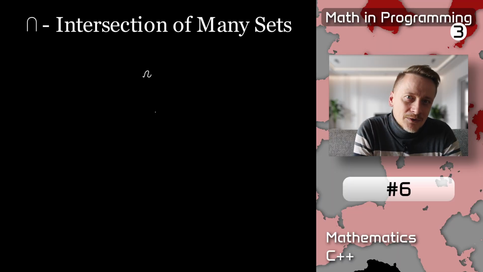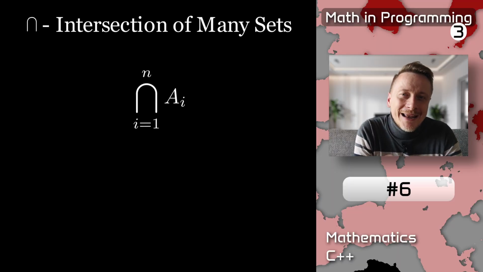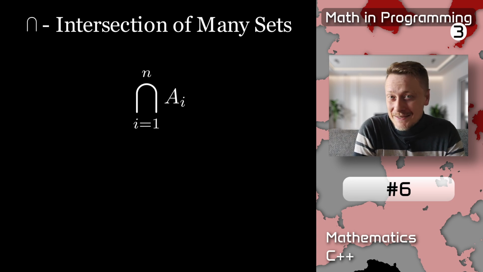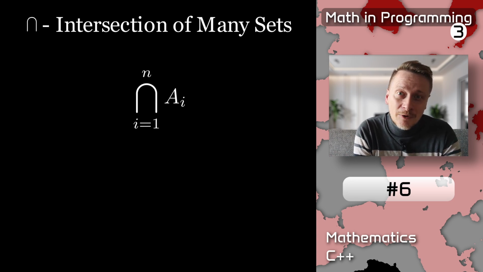We've already seen intersection for just two sets, but what about many sets at once? That's where this symbol and notation comes in. It means the intersection of all the sets from A1 through An. In other words, the elements common to every set.